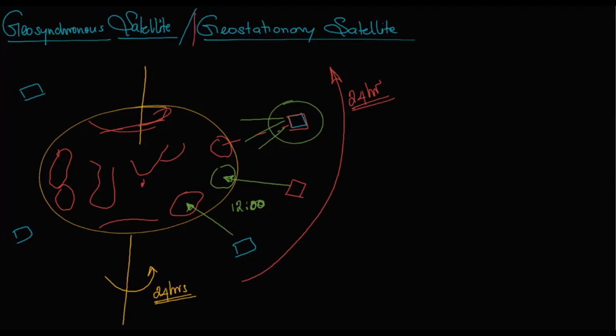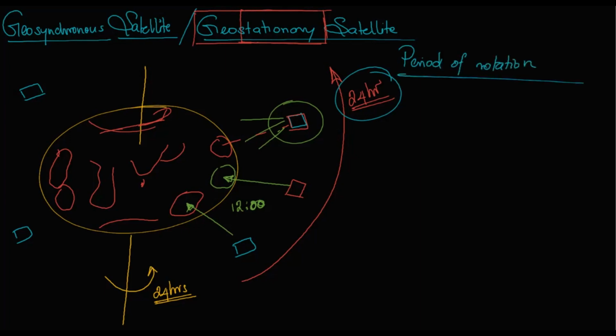Geo means Earth, stationary means at any given point, if you look above, there will be a satellite, and that satellite will be there forever. Any time of the day you look above, that would be the same satellite you looked at earlier, right? So that is what we call a geosynchronous satellite or geostationary satellite. For a geostationary satellite, the period of rotation would be 24 hours. So we know that if we know the period of rotation, we can find the velocity and stuff like that.